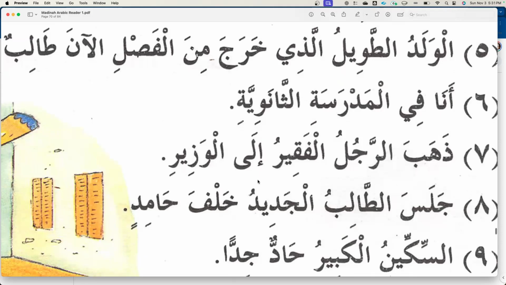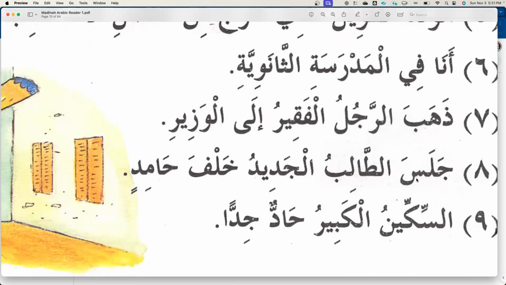All right, Rahat. جلس الطالب الجديد خلف حامد. The new student is sitting, no, sat behind Hamid. Yes. The new student sat behind Hamid. Very nice.